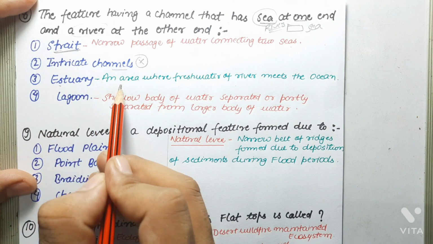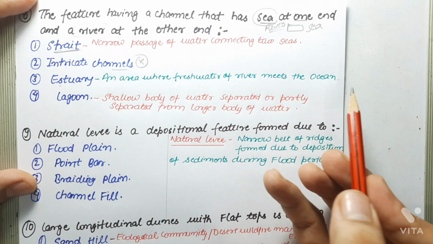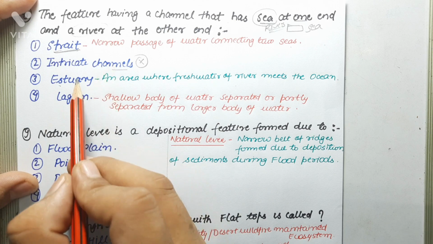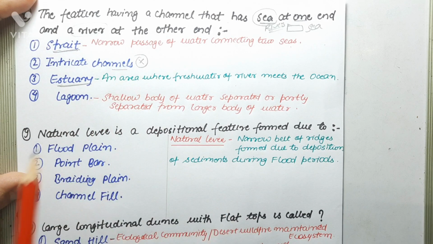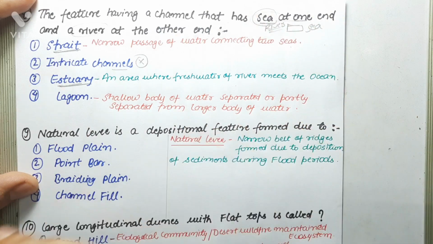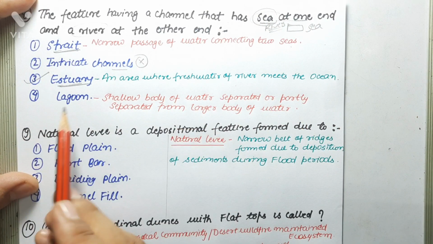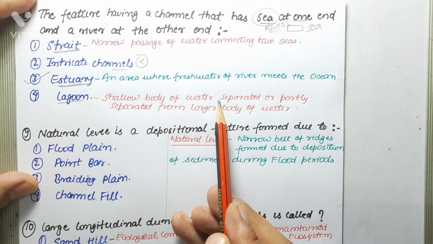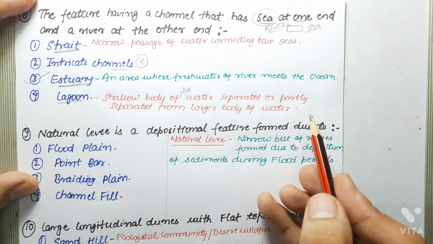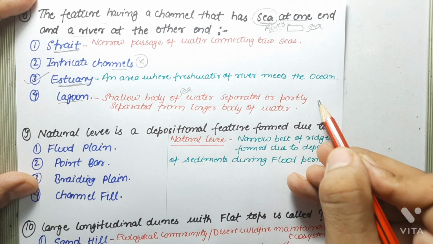Estuary is the area where fresh water of river meets the ocean. Okay, this is a partly enclosed coastal body of water in which river water is mixed with sea water, or estuaries form a transition between river involvement and marine involvement. So clearly this marks the transition between river involvement and marine involvement. So in case of estuary, it has sea at one end and river at the other end. So the correct answer is estuary. Lagoon is just a shallow body of sea water that is separated or partially separated from the larger body of seawater. Okay, so lagoon is not the correct answer.